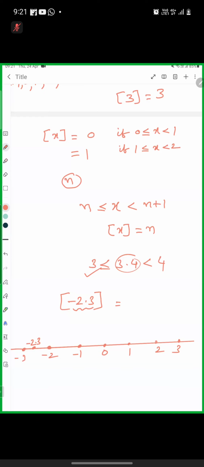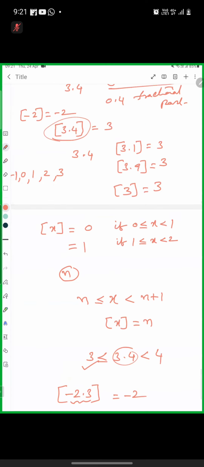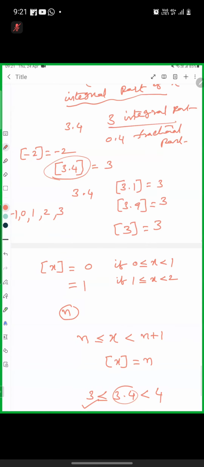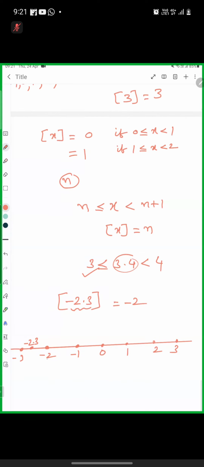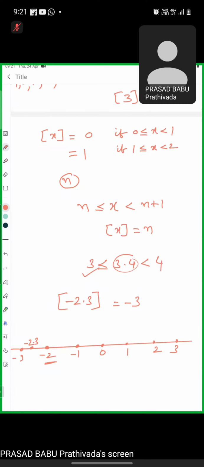So you write it as -2, then by definition it fails. Why? It should be the greatest integer that must be less than or equal to x. -2 is not less than -2.3, it is more. So what is this value? -3. You have to write an integer before that, not after that. If you take 3.4, we write its integral part as 3, not 4.